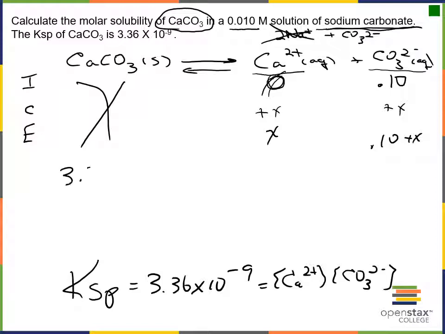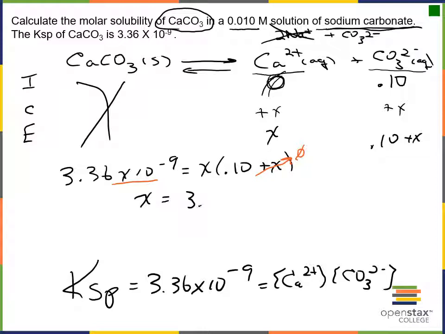So we're going to have 3.36 times 10 to the minus 9 is equal to X times 0.1 plus X. And you go, oh, great, I can do the quadratic. Or not. You could just let this X equal 0. Why? Because K is small. And so if that X is 0 and K is small, and you solve for X now, X is equal to 3.36 times 10 to the minus 8 molar, which makes perfectly good sense because we added a product and our solubility went down.